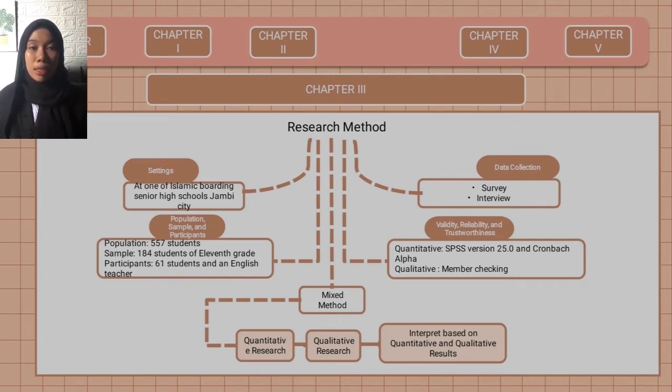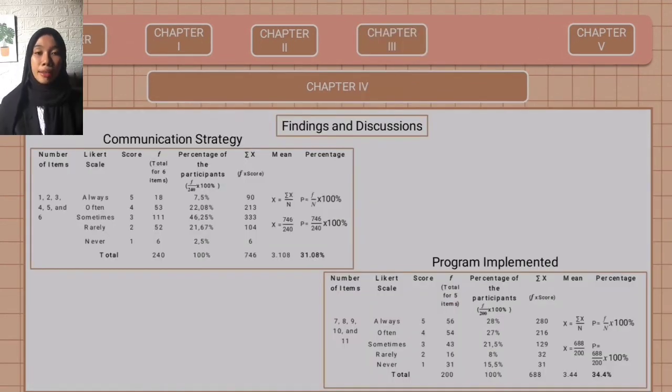To keep up the research credibility, because part of determining the trustworthiness is to make sure of the trustworthiness of this research, I conducted member checking by meeting with the participant and going over the previously recorded answers. Then I confirmed with the participant that the recorded answers were real and true. Chapter 4, Findings and Discussion. These are the results of quantitative data. I show the table of the recapitulation of all items into two aspects: communication strategy and program implemented.